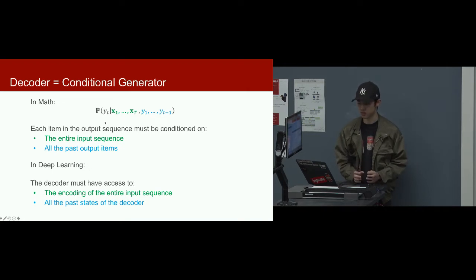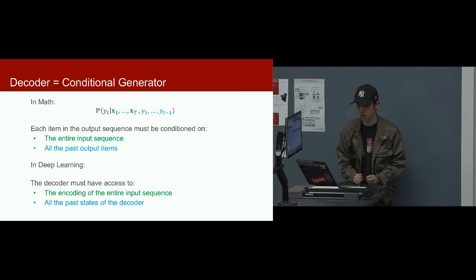Mathematically, at each time step we try to make a decision. Basically, we're predicting the current label y_t based on the whole input sequence, x_1 through x_T, and we also consider the history of y itself, y_1 through y_{t-1}. So this is what we have for the decoder. It's a conditional generator. It generates the label conditioned on both the entire input and the history of the output sequence.